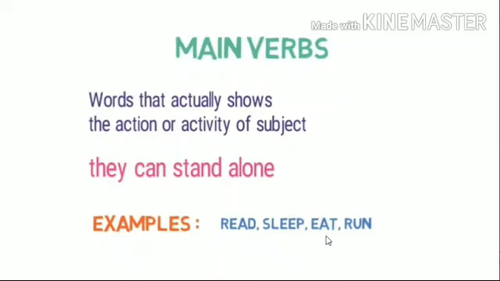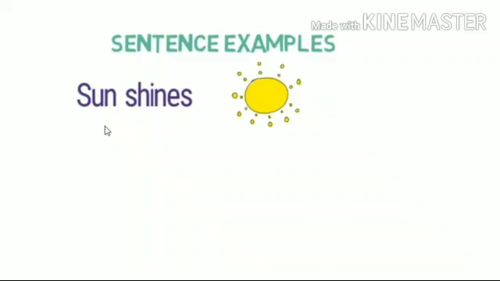Okay, let me give you some sentence examples. Sun shines. Here, what is the activity of the sun? Shining. So, shines is the main verb here. It stands alone and we understand the meaning also here.